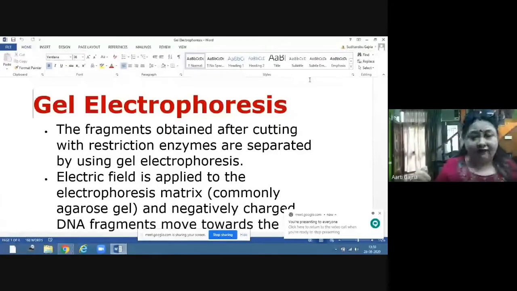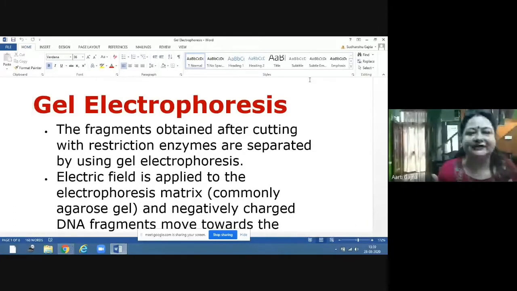Electro means inside the electric field, that means this process is done in the electric field. And phoresis is the movement. So movement in the electric field is called electrophoresis. And this is done with the help of the gel, so it is called gel electrophoresis.